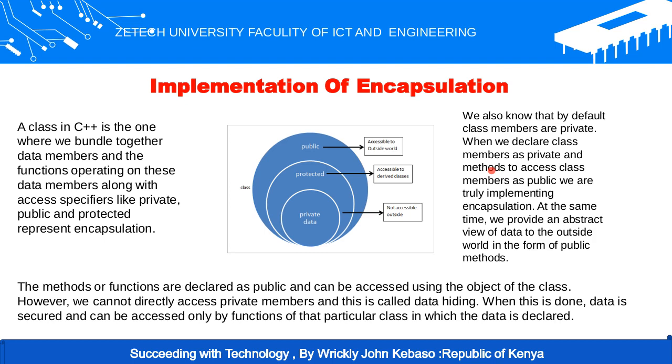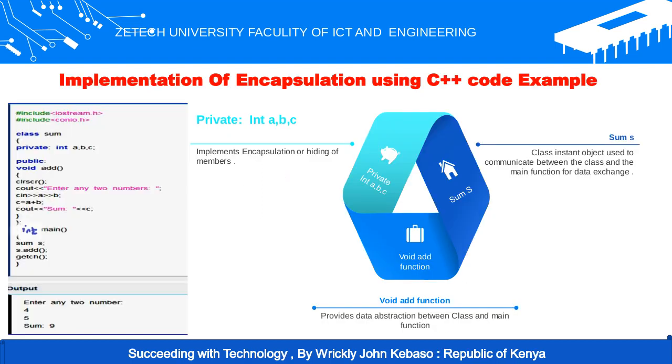The functions here are the ones that are normally used to take data into the main function and the class. I remember when I was talking about inheritance, I was showing you that the functions normally communicate between the variables and the main function. So the functions are what we call the methods, and we are saying that when we declare class variables as private and then declare functions to access class members as public, we are solely implementing encapsulation. Maybe I stop here and then I go back to the program so that you can get this. I think I need to talk about the program.